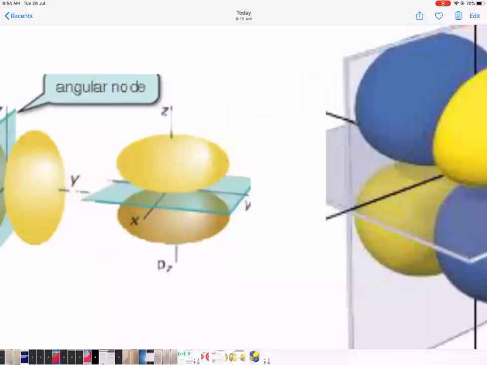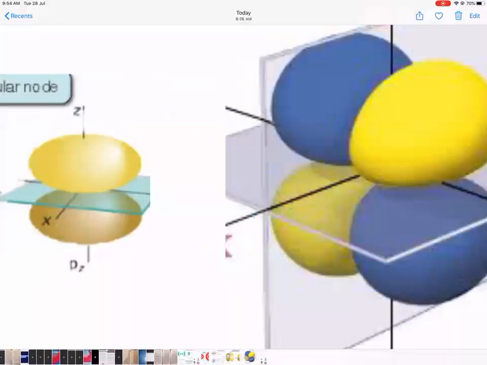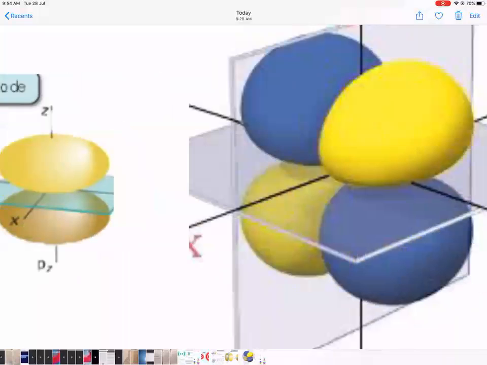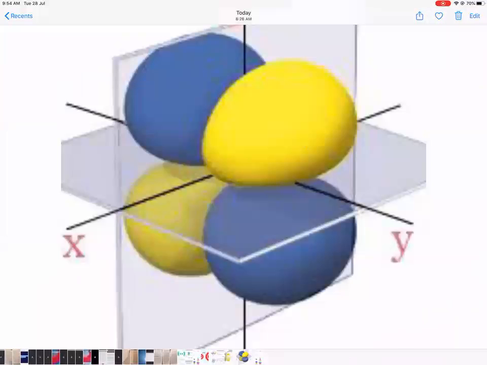Okay, now I am showing you the nodes in the case of the d orbital. The glass slabs that you see are the two planes where the probability of finding the electron is 0. So for the d orbital, what is the L value? 2. So there are two angular nodes. So the number of angular nodes is equal to the L value.